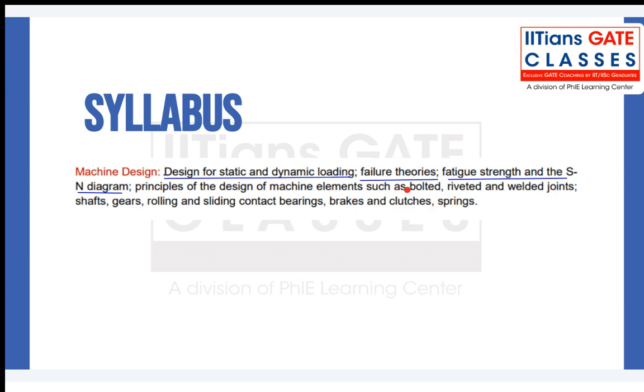Design of machine elements such as bolted, riveted, welded joints, right? So we'll see how to design a bolted joint, riveted joint, welded joint. Then shafts, gears, rolling and sliding contact bearing. Rolling contact bearing means the ball bearings, roller bearings. Sliding contact bearing means the hydrodynamic bearings, or we can say journal bearing, right? Then brakes, clutches, and springs.